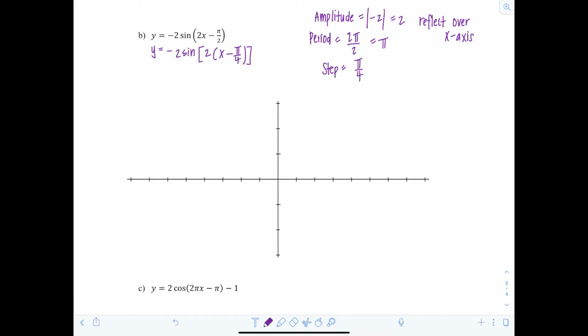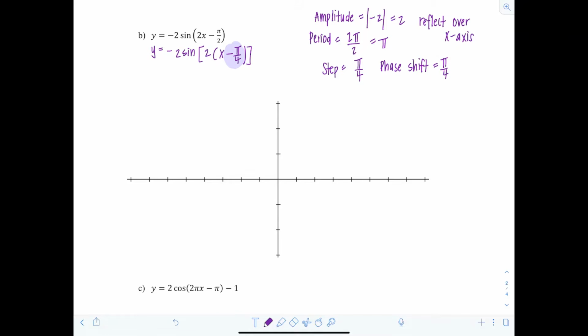Now the phase shift is equal to positive pi over 4, since in this case I have x minus pi over 4. Remember, it's always the opposite, just like our horizontal translations of functions. And we're ready to graph.